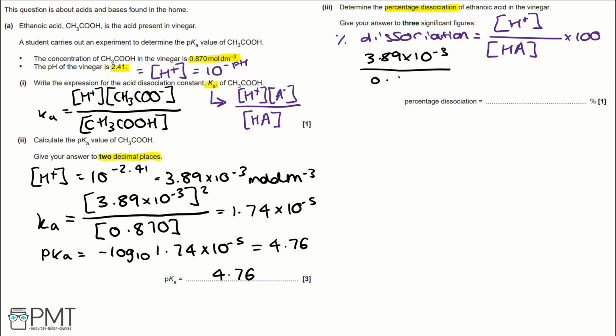which is 0.870, times 100, gives us a percentage of 0.447% to 3 significant figures. So writing this on the answer line, 0.447%. To get the mark for this question, you need to write 0.447 on the answer line in order to get this mark.